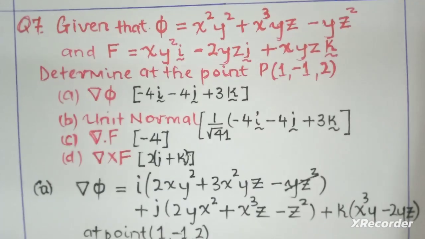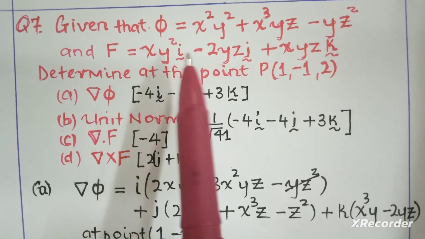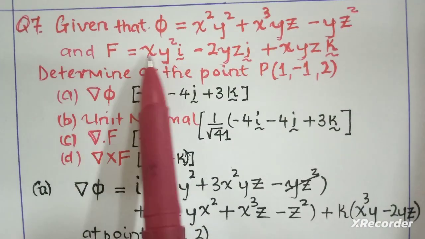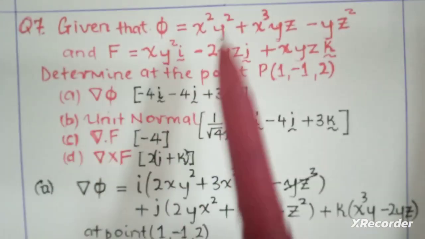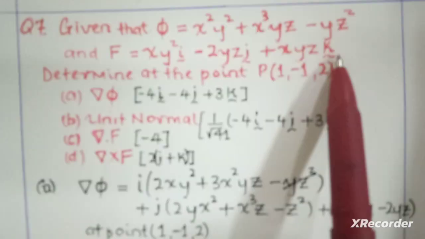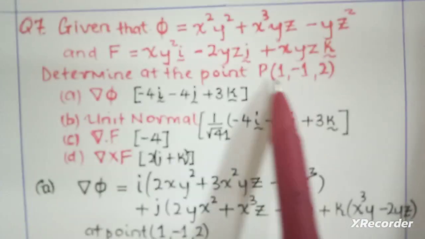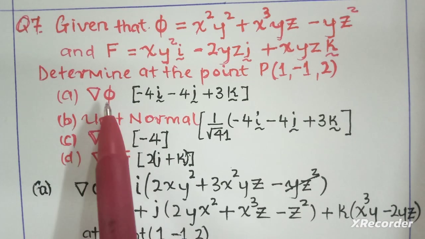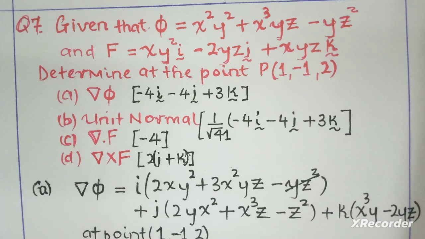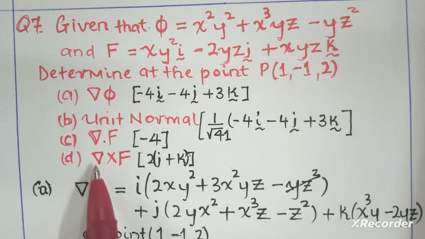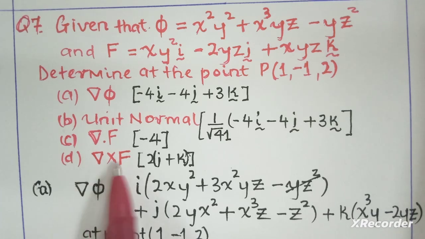So finally, guys, we have the last question here. It states, given that phi is equal to that, and f is equal to that. You can see this is a scalar quantity, and this is actually a vector quantity. Determine at the point that, you look for grad phi. And then you look for the unit normal, you look for the grad f, and this is the grad multiplied by the cross product of that and that.